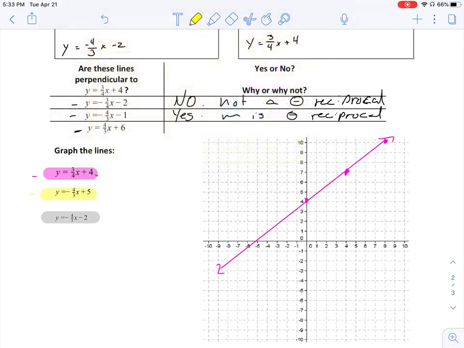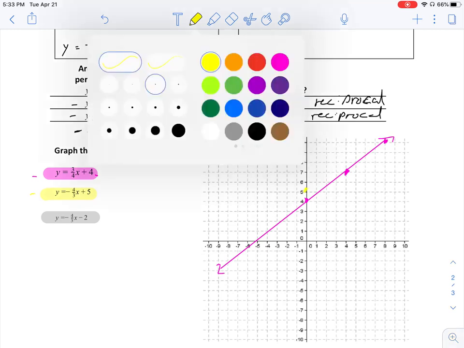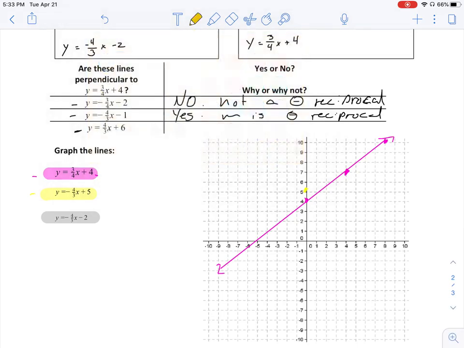The next one we have is y equals negative 4 over 3x plus 5. So my y-intercept here is at positive 5. I'm just going to do this slightly different so we can see a little bit better. 5, and then I go negative 4 over 3. So I go down 4, and then over 3. Down 4, 1, 2, 3, 4, over 3, 1, 2, 3. So now I have a line like this that passes through these 2 points.